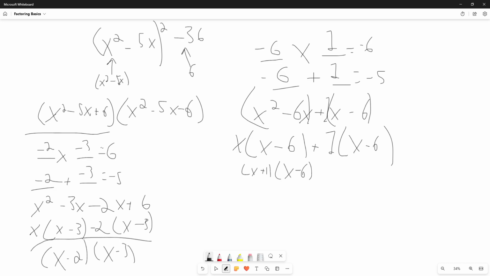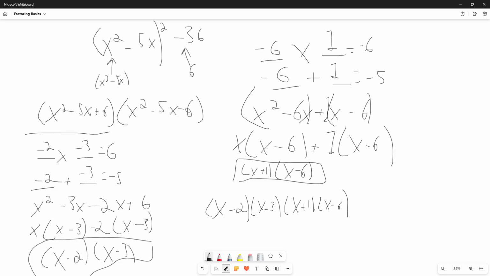Now we have to multiply them both together, because they can't be coming alone. So we put them together: x minus 2, x minus 3, multiplied by x plus 1 and x minus 6. So that is your final factorization for x squared minus 5x, squared, minus 36.